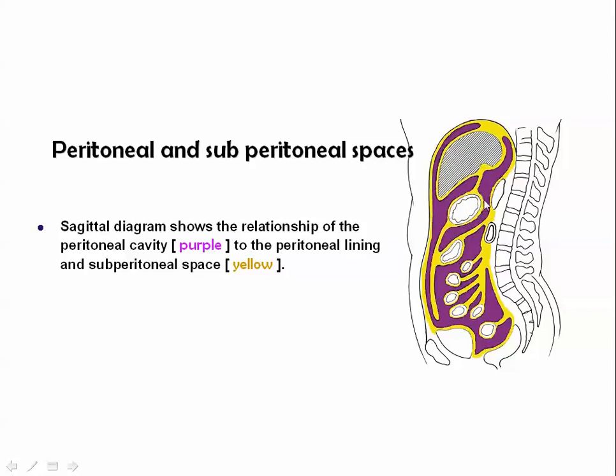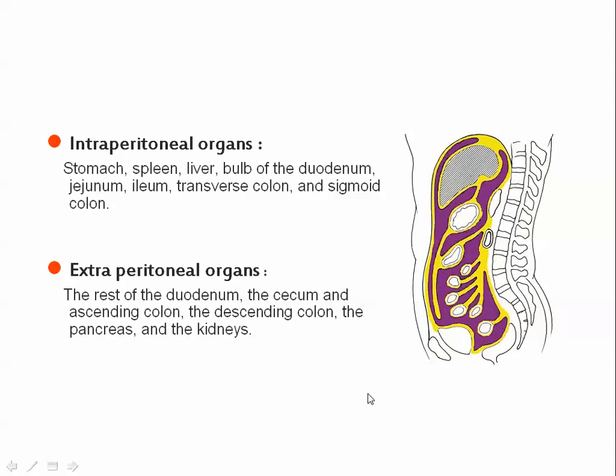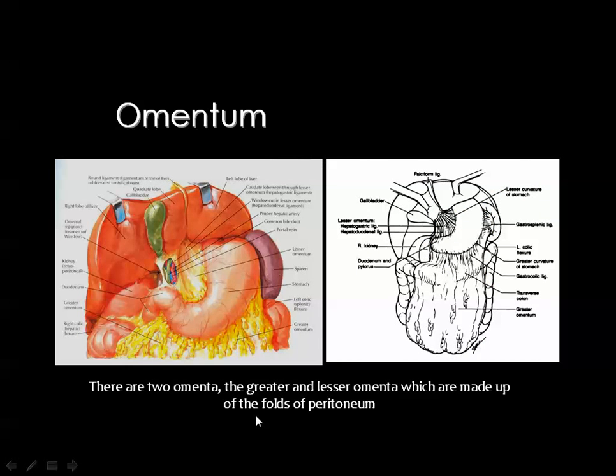Then we have the intraperitoneal organs, which include the stomach, the spleen, the liver, the duodenal bulb, the jejunum, ileum, transverse colon, and the sigmoid colon. The extraperitoneal structures include the rest of the duodenum, the cecum and the ascending colon, the descending colon, the pancreas, and the kidneys, which are of course located in the retroperitoneal area.